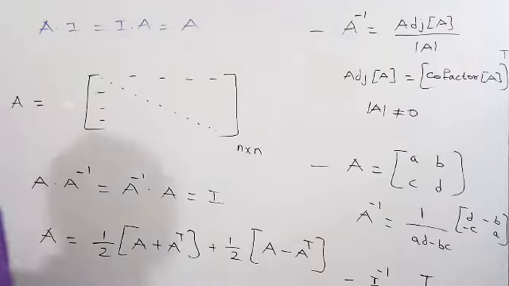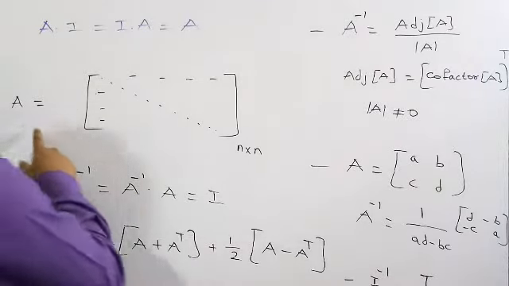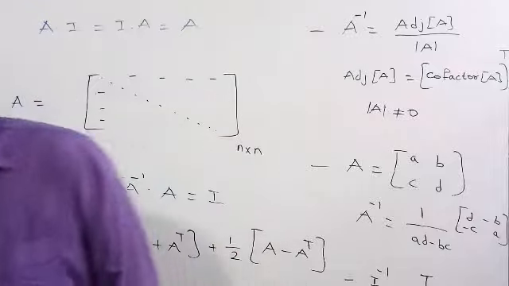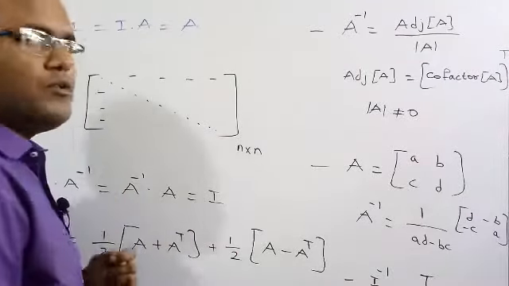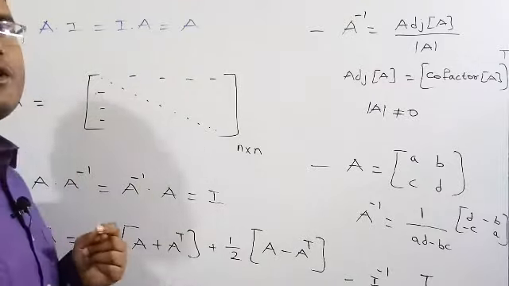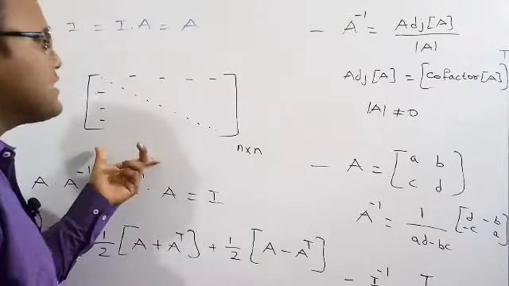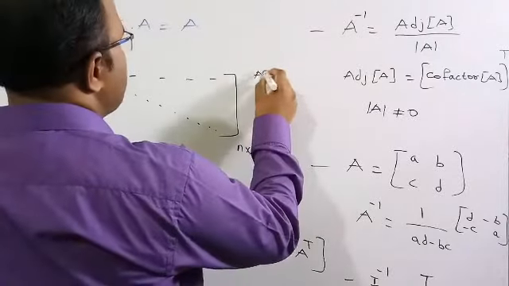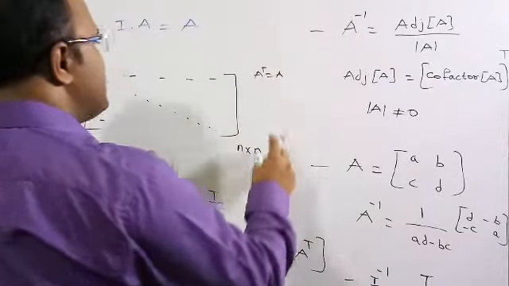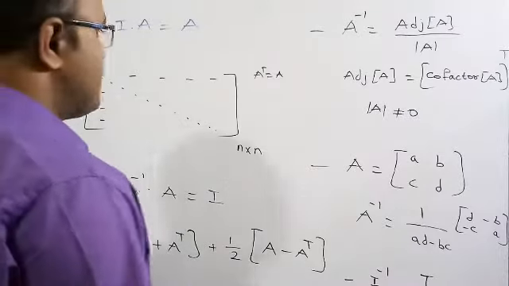Suppose there is some square matrix of order n cross n, and suppose this matrix is a symmetric matrix. For a symmetric matrix, A transpose has to be equal to A. Only then is that matrix said to be a symmetric matrix.